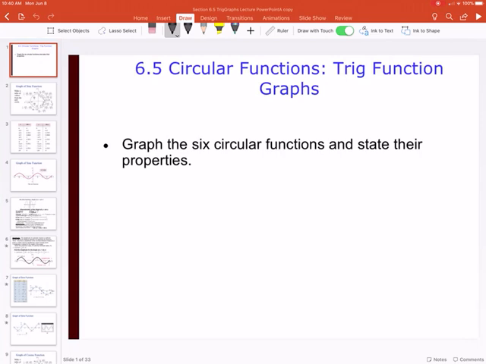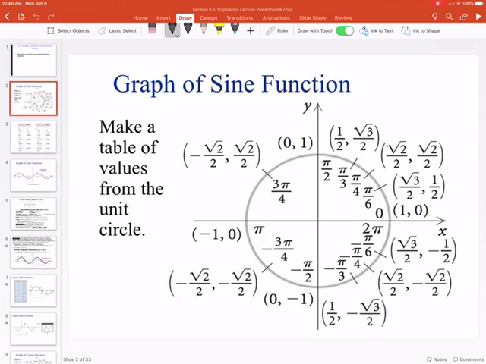So the first function we want to start off with is the sine function. Looking at the graph of y equals sine x, remember that the sine of any angle theta equals the y-coordinate on the unit circle. So if we're using the unit circle, we just need the y-coordinate.